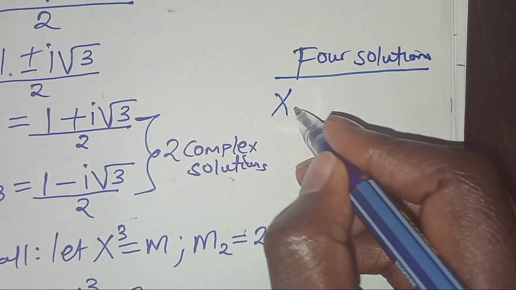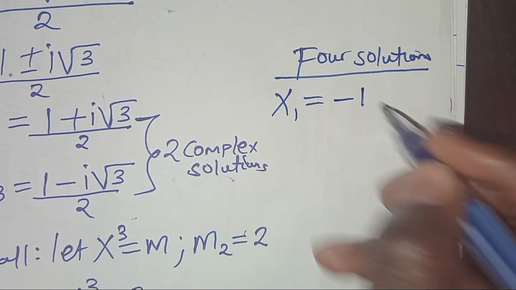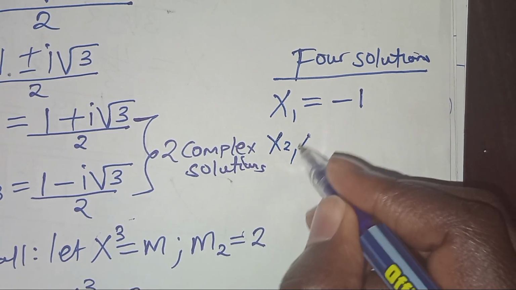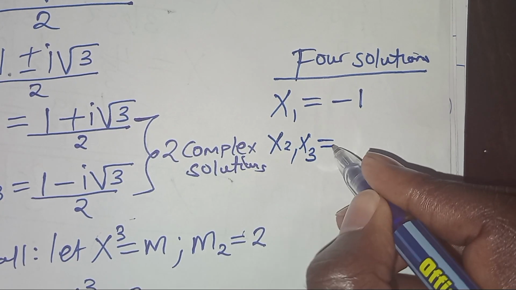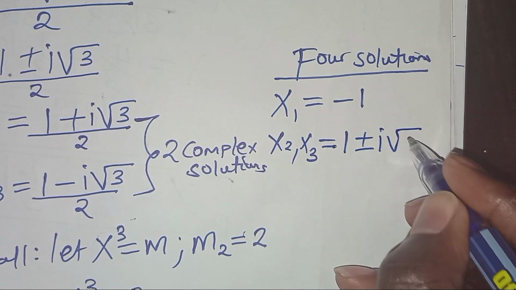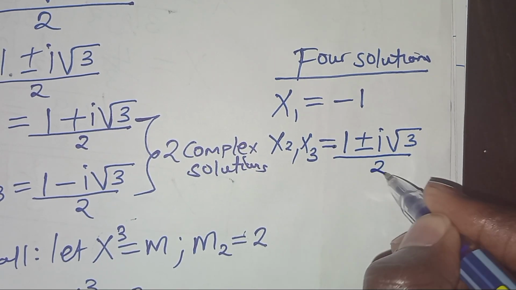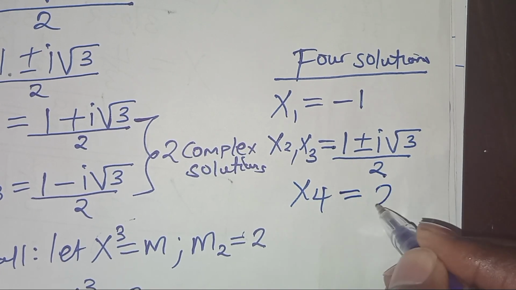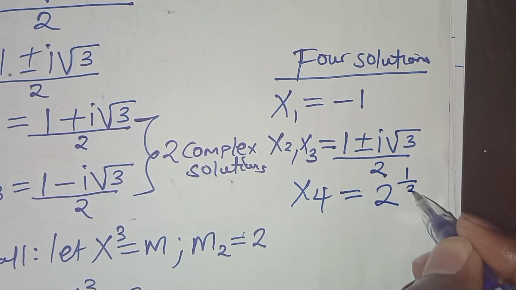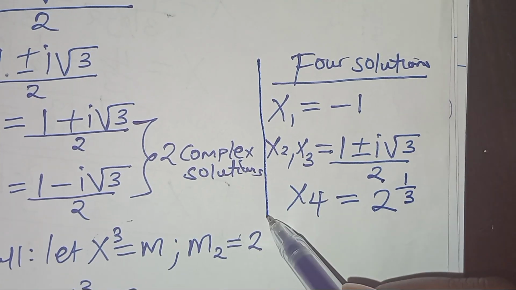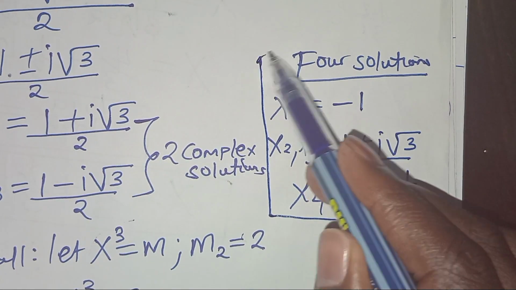Given that x1 is equal to minus 1, given that x2 and x3 are equal to 1 plus or minus i square root of 3 divided by 2. And we have that x4 is equal to 2 to the power 1 over 3. Now, these are the 4 solutions that we have to this algebra problem.